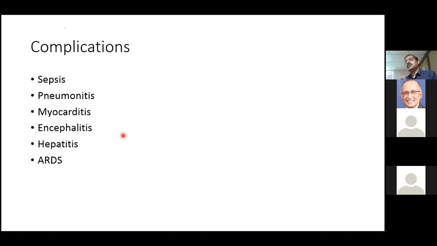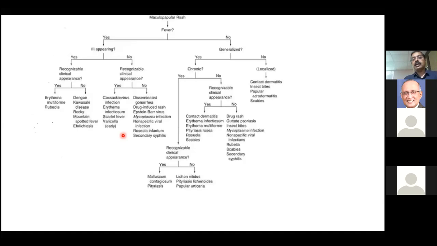So my suggestion is go back today and read this presentation, then you'll be able to arrive at somewhat of a diagnosis. I leave you with this particular flow chart which may be helpful. I found it on the internet. Patient has fever, is ill appearing. Yes, then you have a recognizable clinical appearance. Then it could be either an erythema multiforme or a measles rash.